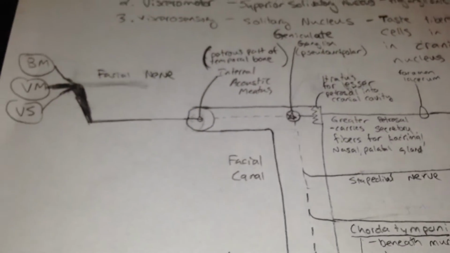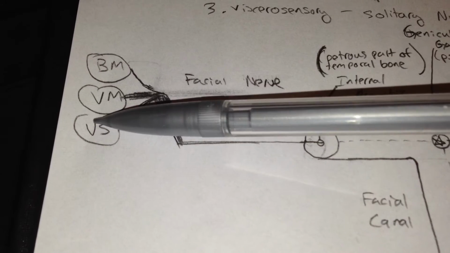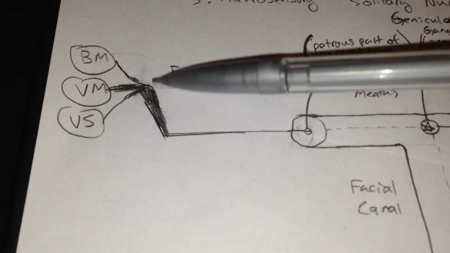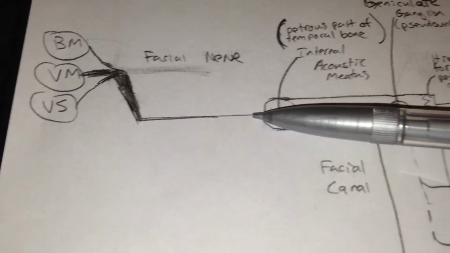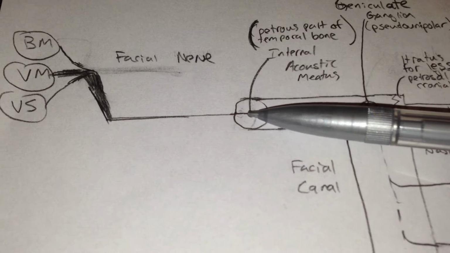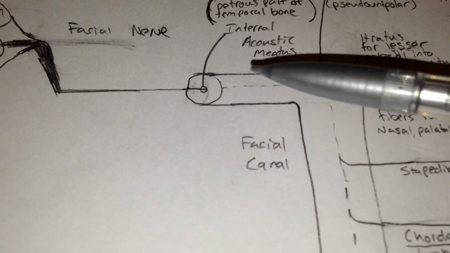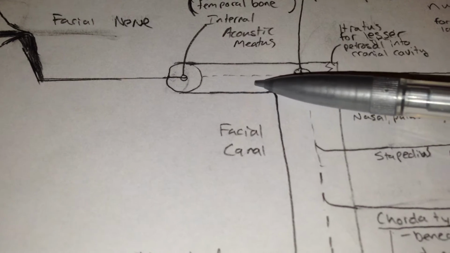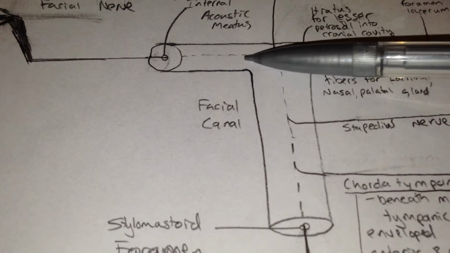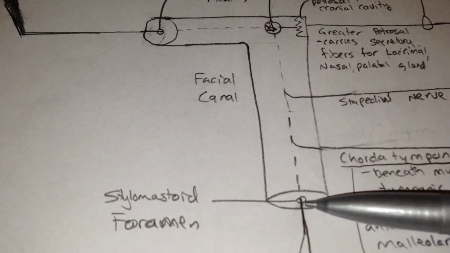So let's go to the actual scheme of the facial nerve. Let's readjust this camera. You're going to have these three nuclei, the branchiomotor, the visceromotor, the viscerosensory. They're going to join and create the facial nerve. The facial nerve would then enter the internal acoustic meatus, which is part of the petrous part of the temporal bone, therefore entering the facial canal. In the facial canal, the facial nerve will continue down and will exit the stylomastoid foramen.